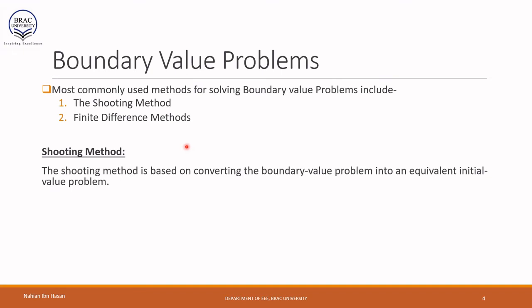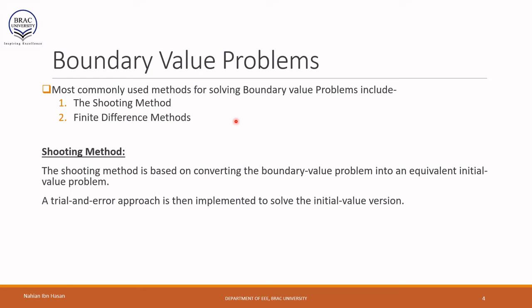So the shooting method is very straightforward. The shooting method is actually based on converting the boundary value problem into an equivalent initial value problem. In converting this boundary value problem, I have to go through the trial and error approach.